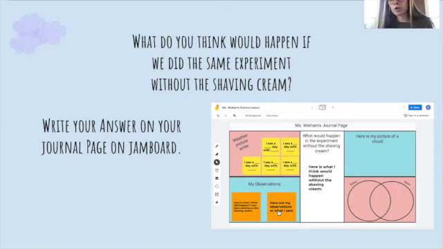And then you're going to write your observations, or remember, fancy word for what you just saw. And then right here, you're going to answer this question. What would happen in the experiment without the shaving cream? Or what do you think would happen if we did the same experiment again without the shaving cream? Remember, we talked about, what would it look like? Would it do the same thing? Would the blue food coloring act the same? So think about that and write your answer right there in the center.